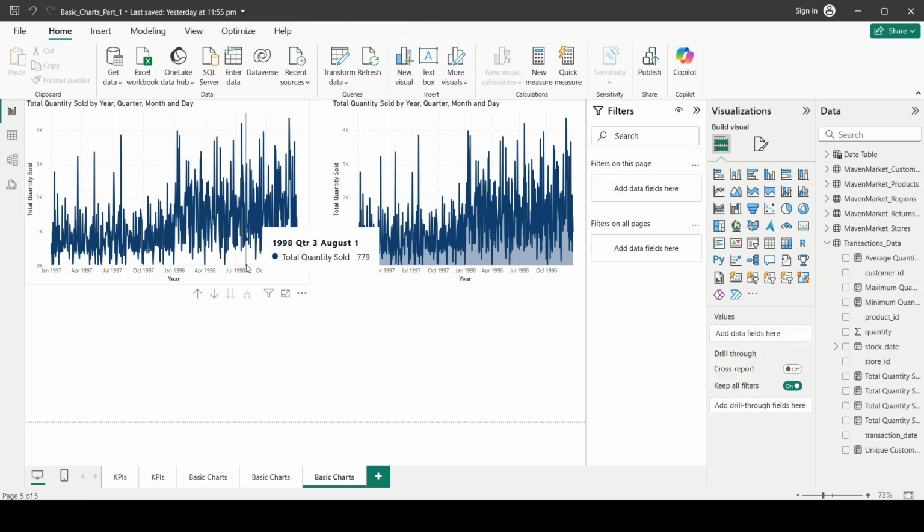So, line chart shows date versus total quantity sold showing trends over time, and area chart shows date versus total quantity sold with filled areas to emphasize volume changes over time. Control S is to save the changes. Finally, these charts help us understand data visually and make informed business decisions.